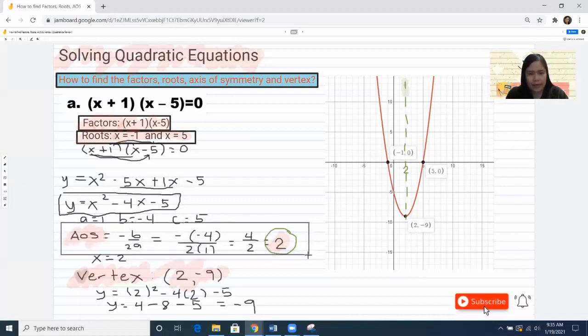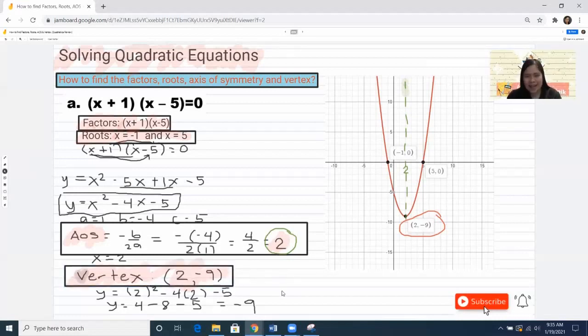Hope you've learned on that. So there you go. The next step, we're going to find the vertex. The vertex is the peak point of your parabola at point (2, -9). So we got the vertex also right. Let me highlight it. So that is the vertex, okay? So we got the factors, the roots, axis of symmetry, and the vertex, manually and also using a Desmos graphing calculator.